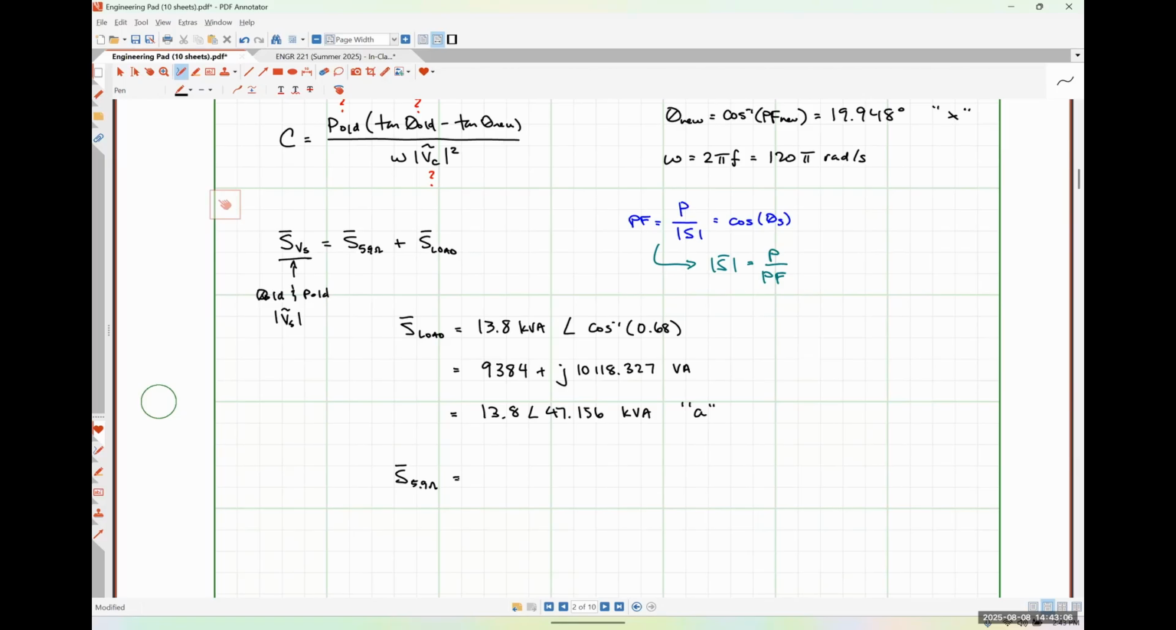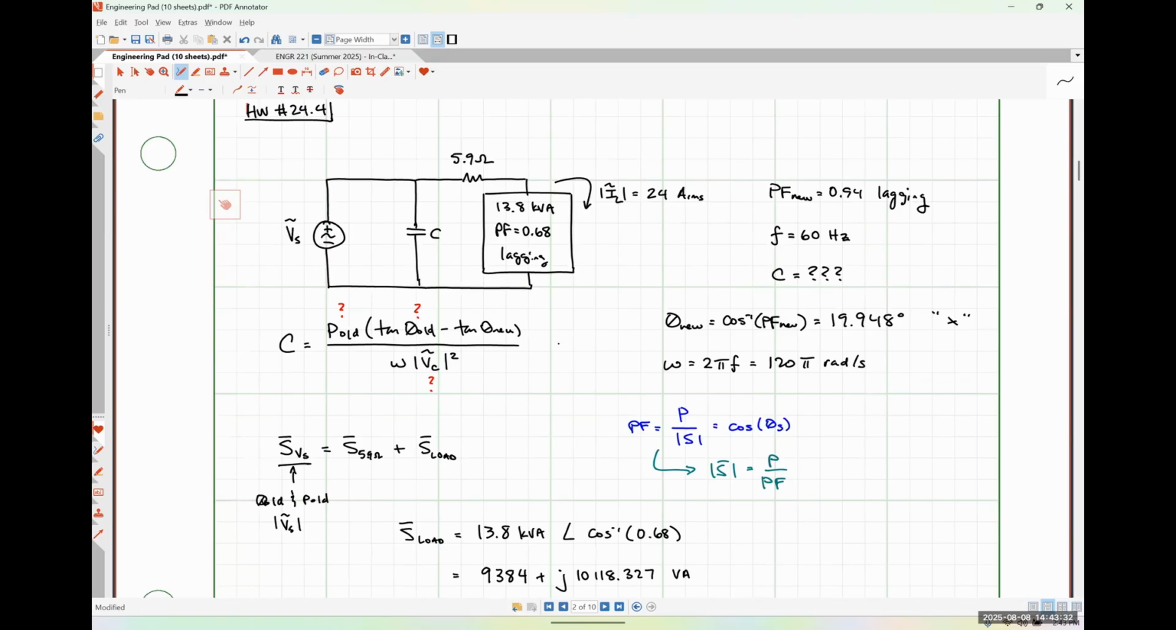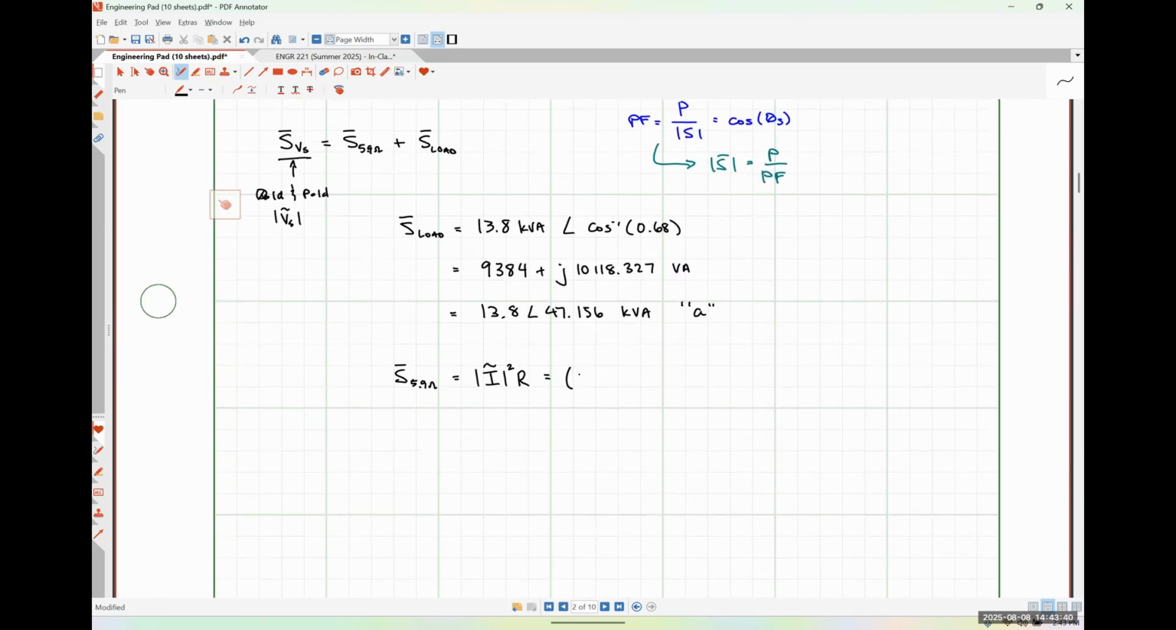There we go. Yes. So in the alternative relationships that I gave you guys on Wednesday, and that we also derived a little bit further today, whenever we have a resistor, the complex power is nothing more than the magnitude of the current flowing through the resistor squared times the resistor value itself. Well, if we look here at our circuit diagram, that current IL is flowing through the resistor and then into the load. So our average power here is just going to be 24 amps RMS squared times 5.9 ohms.